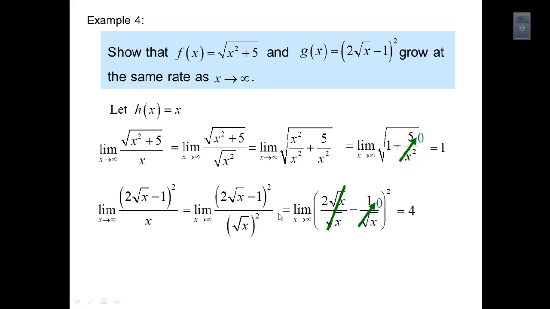So this limit, being 4, verifies by the test that these two things grow at the same rate. Therefore, by the transitive property of growth, we know that if the square root of x squared plus 5 grows at the same rate as x, and 2 square roots of x minus 1 quantity squared grows at the same rate as x, then those two grow at the same rate.